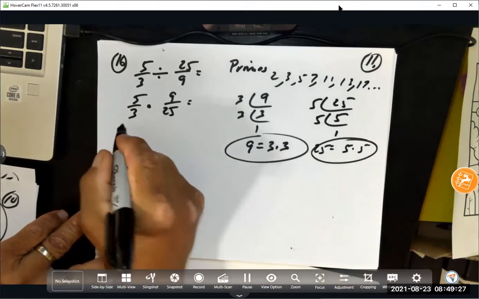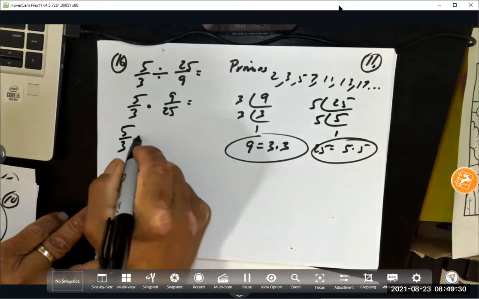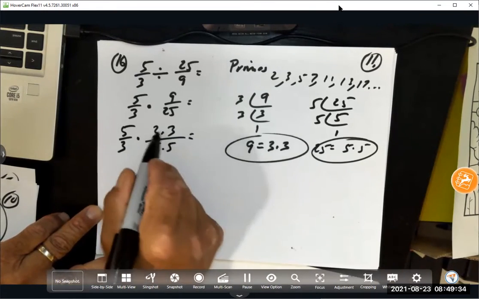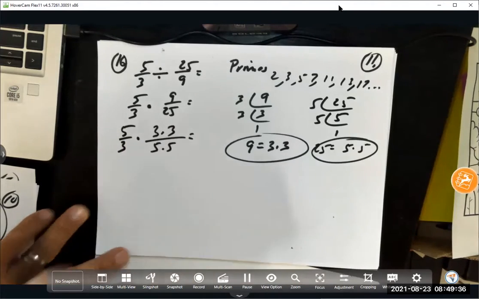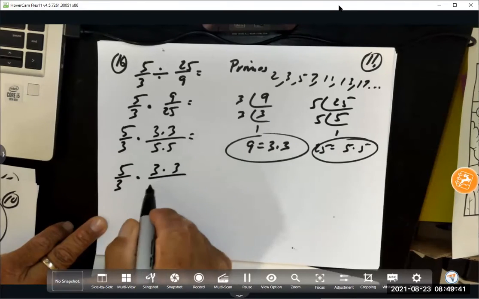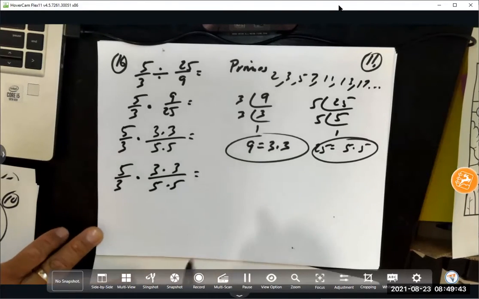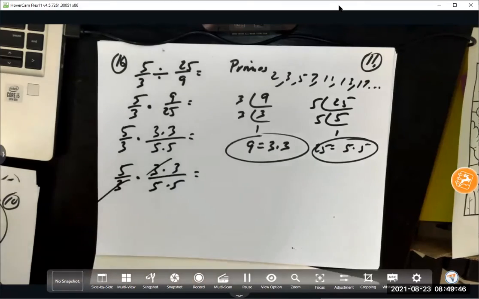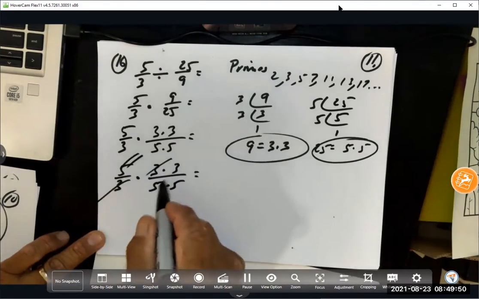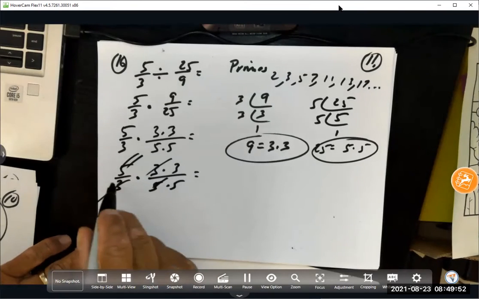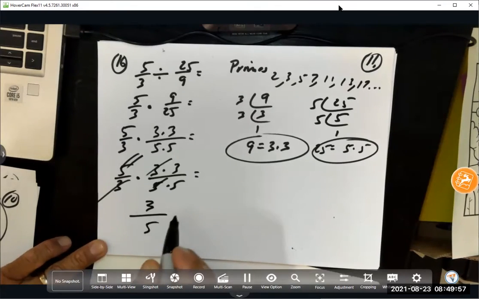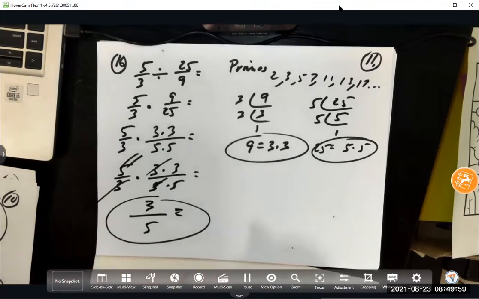So back to this problem. So 5 over 3, times 3 times 3 over 5 times 5, because 3 times 3 is 9, 5 times 5 is 25. And I'm going to start canceling stuff in a second. All right, so this 3 can cancel that 3. Is that okay right there? And this other one over here can cancel this one over here. So it looks like the leftovers are 3 on top, and on the bottom I just have 5.